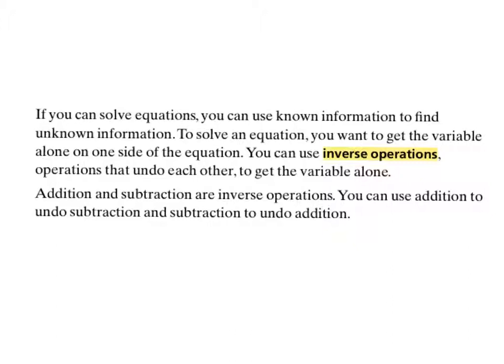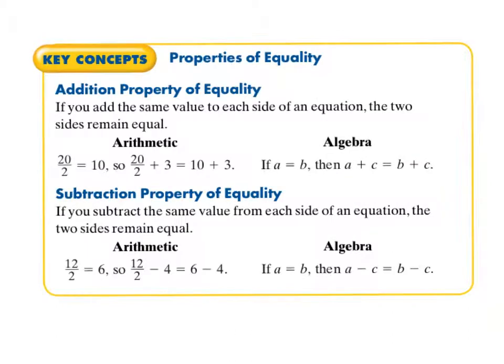To solve an equation, you want to get the variable alone on one side of the equation. You can use inverse operations, operations that undo each other, to get the variable alone. Addition and subtraction are inverse operations. You can use addition to undo subtraction and subtraction to undo addition. Pause the video and copy this key concept box into your notebook. These are the properties of equality for both addition and subtraction.